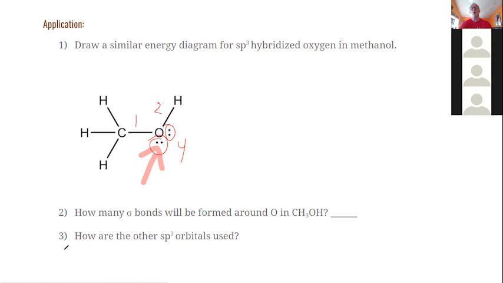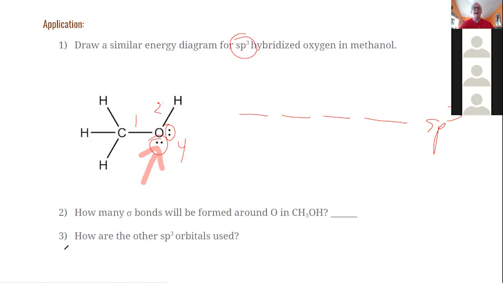So if I need four regions of electron density, what hybridization am I going to use for that? It is sp3. sp3, right. Sort of gives it away there. But yeah, there's four regions of electron density, so I need sp3. 1, 2, 3, 4, my four regions of density, those are sp3.